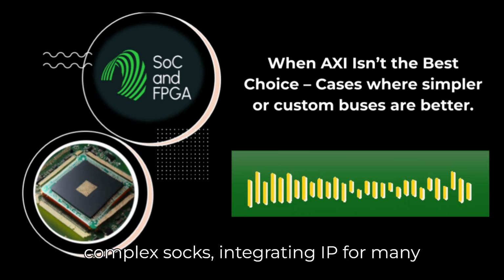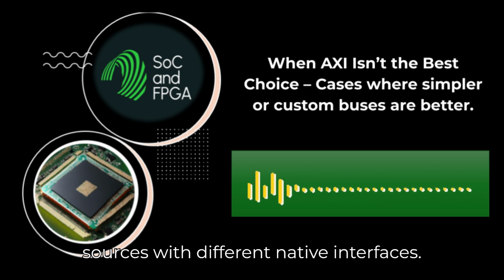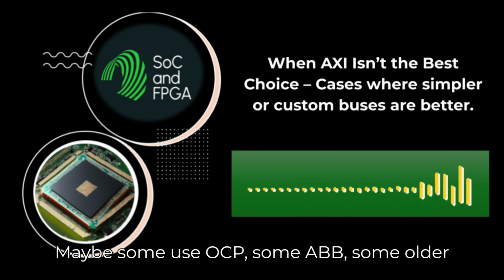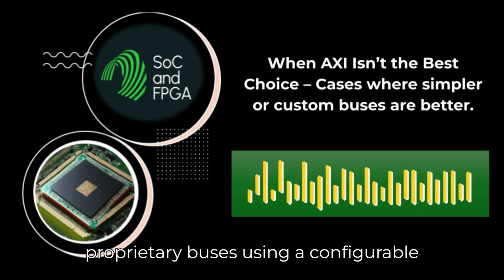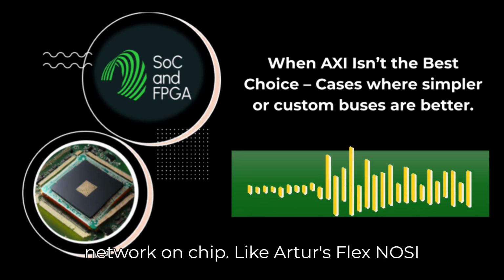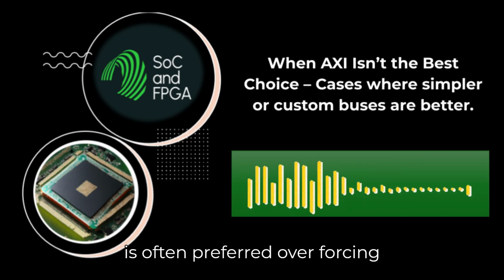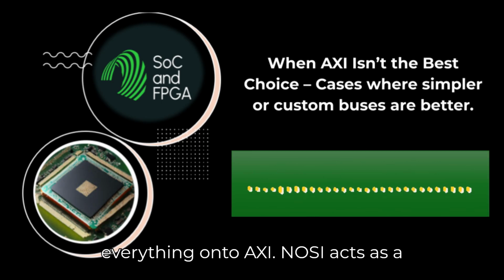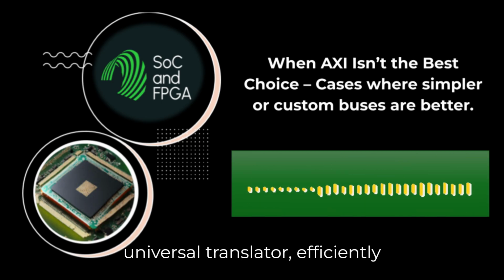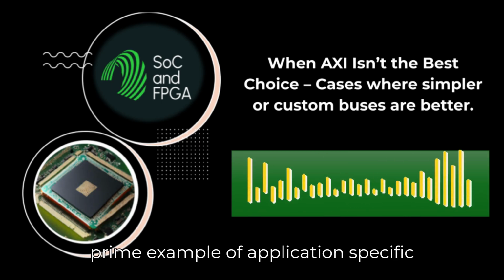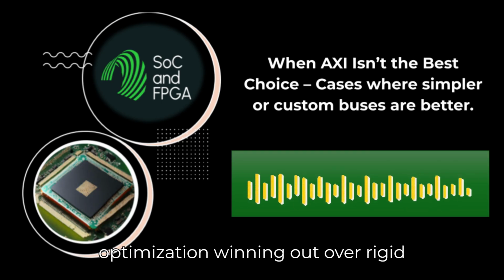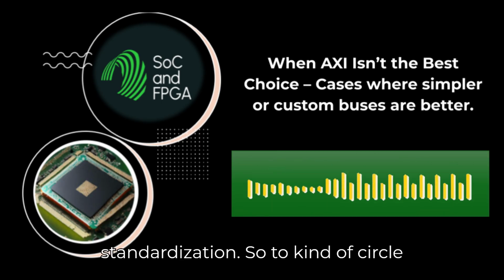And for complex SoCs integrating IP from many sources with different native interfaces, maybe some use OCP, some AHB, some older proprietary buses, using a configurable network on chip, like Arteris FlexNoC, is often preferred over forcing everything onto AXI. A NoC acts as a universal translator, efficiently bridging all these different protocols, data widths, and clock speeds. It's a prime example of application-specific optimization winning out over rigid standardization.